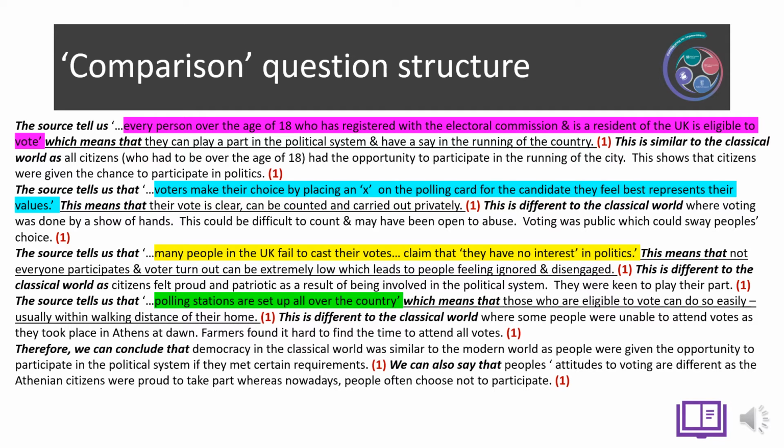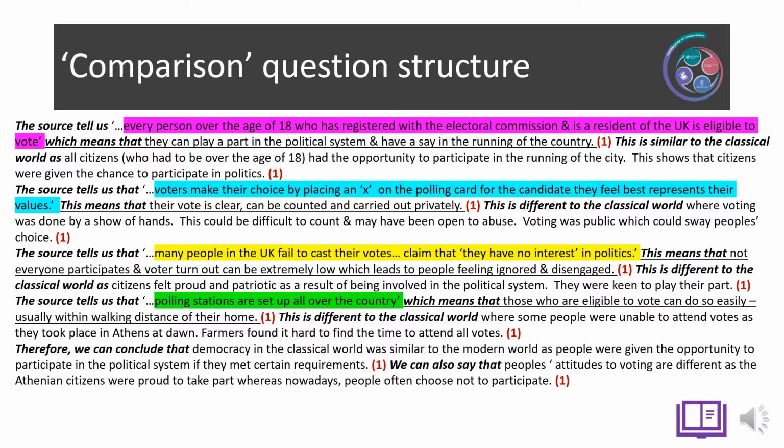The source tells us that, quote, polling stations are set up all over the country, which means that those who are eligible to vote can do so easily, usually within walking distance of their home. This is different to the classical world, where some people were unable to attend votes as they took place in Athens at dawn. Farmers found it hard to find the time to attend all votes.